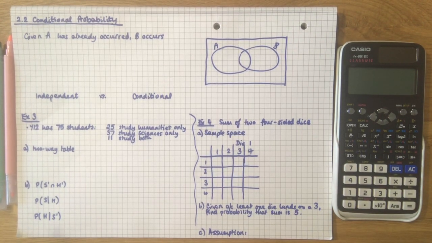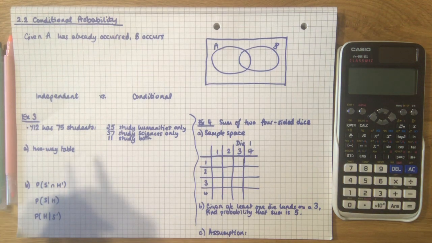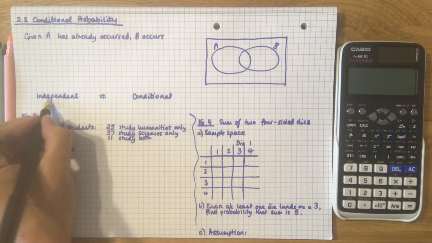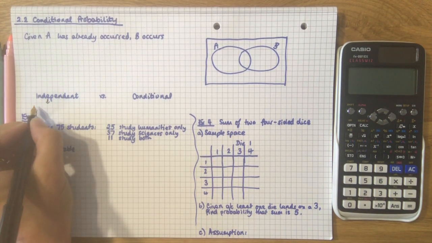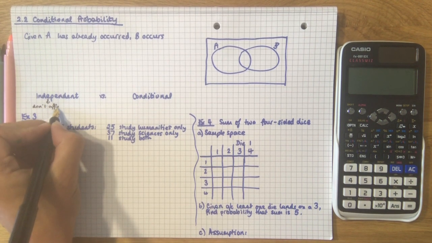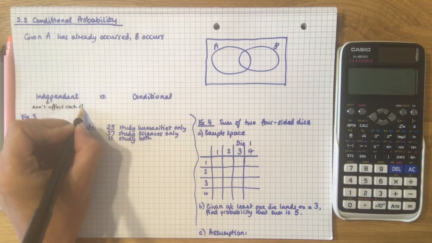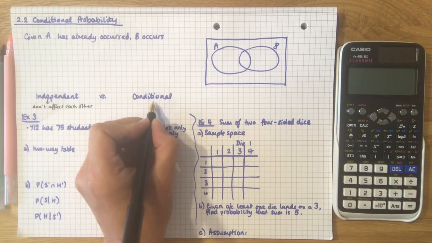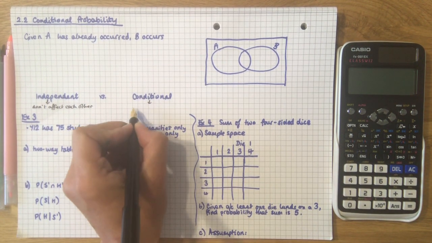Okay, let's look at the concept of conditional probability. Now this is in contrast to independence, which we looked at in the last video. Independence: if two events are independent, it means that one doesn't affect the other. So they don't affect each other. In conditional probability, one of them does affect the other.